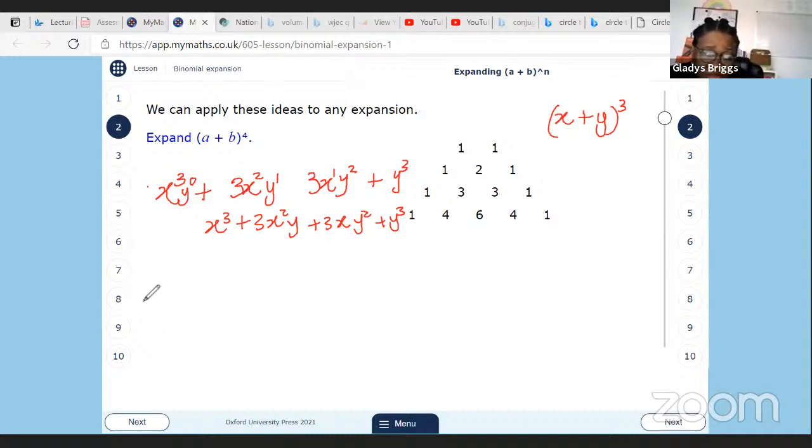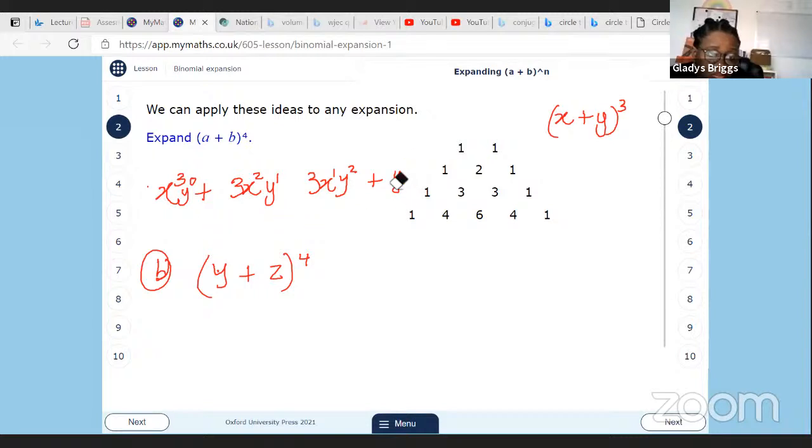We got how many minutes break time? Question B: y plus z to the power of 4. Have a go at that one. Have a go, everybody, please, because I've reduced the whole lesson to the point where you guys can cope.